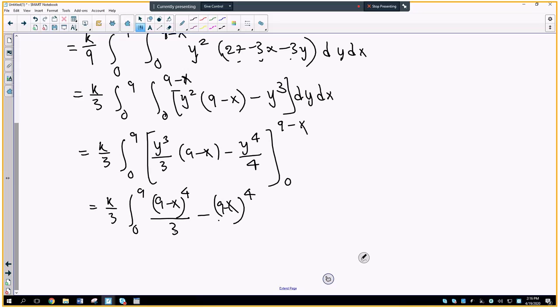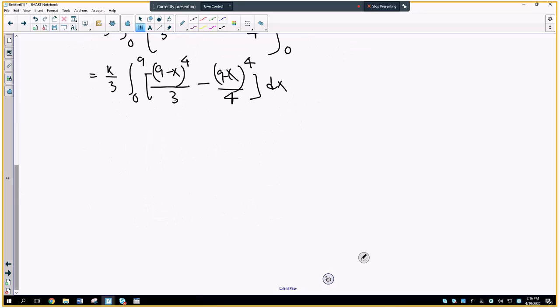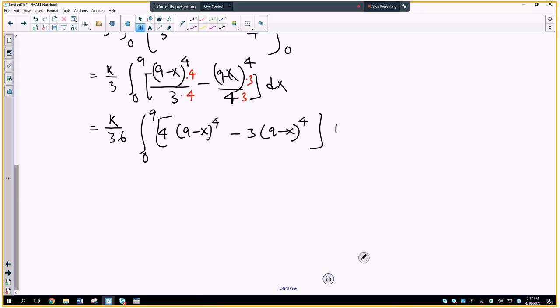Again, you are looking forward to find the common denominator of this thing, which is clearly going to be 12. So I will write it as k over 36 outside, integration 0 to 9. Inside, you will get 4 times 9 minus x to the power 4. How come? Remember, to find the common denominator, you multiply 4 on top and bottom and 3 on top and bottom. So I get minus 3 times 9 minus x whole to the power 4, and then I do dx. So you get k over 36, integration 0 to 9, 9 minus x to the power 4, as simple as that.